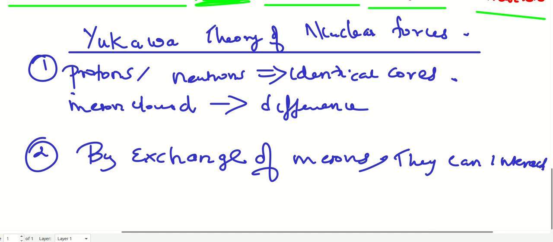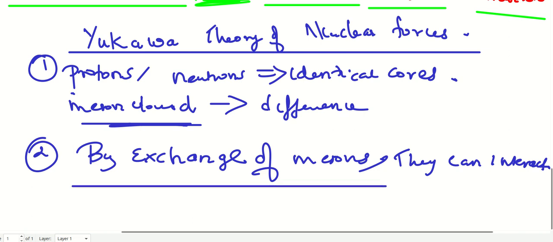Okay. So how does the equation work? The Yukawa theory is very important. Protons and neutrons have identical cores. They differ only in the meson cloud that surrounds them. They can interact by exchange of mesons. And what about the equation? The equation is proton changes to neutron plus pi plus. Okay.